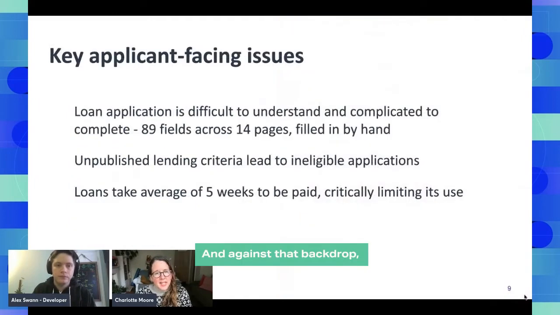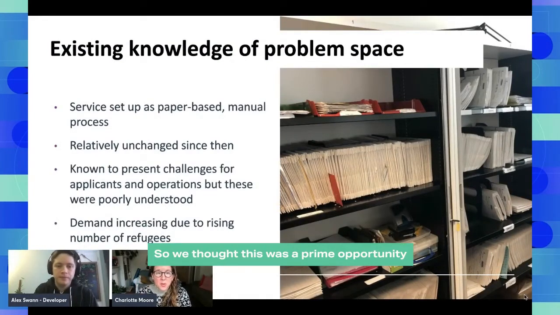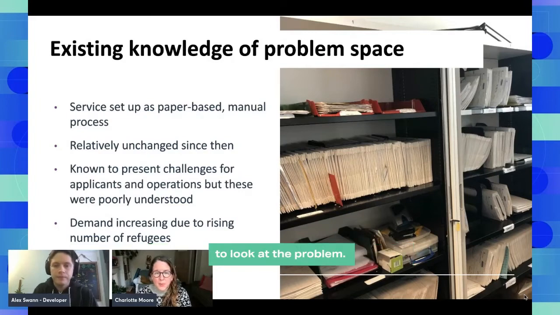And against that backdrop, we knew that there was a growing demand for the loan because there were more refugees coming to the UK. So we thought this was a prime opportunity to look at the problem.